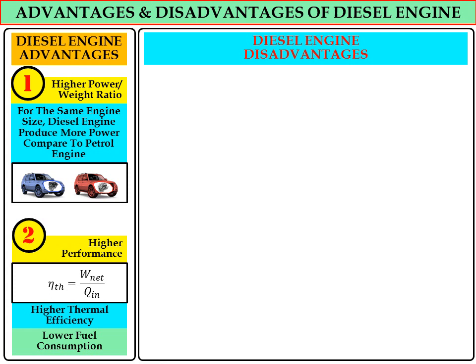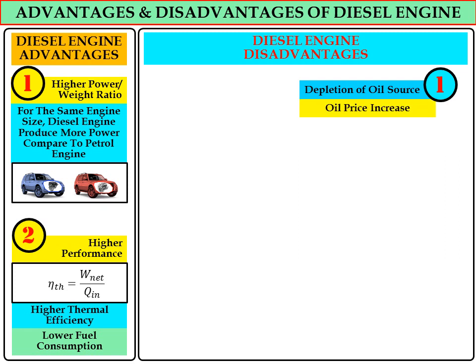However, there are also disadvantages of diesel engine. First, due to the depletion of the oil source, the oil price for diesel engine keeps increasing year by year. And the second disadvantage of this diesel engine is the pollution produced after combustion, which involves NOx production and also PM, particulate matter, that comes out from the combustion process of the diesel engine.